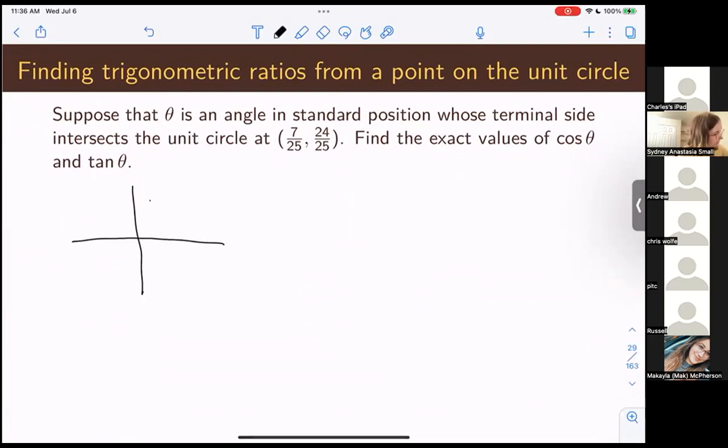So let's draw this. We have our unit circle here, and we have some angle theta. We know that theta is going to end in the first quadrant because this is a positive x value right here, and this is a positive y value. So we know it's going to end somewhere over here. We don't know where exactly, but we know it's going to end somewhere over here because positive x value, positive y value.